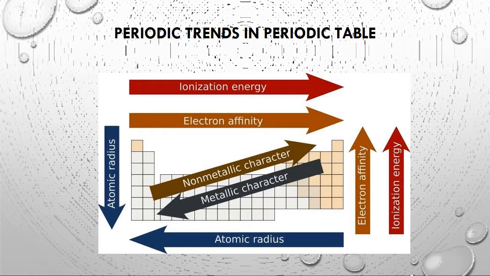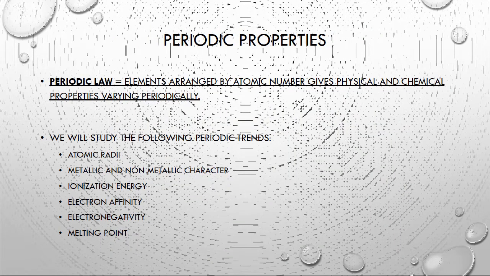These are periodic trends in periodic properties: ionization energy, electron affinity, atomic radii, electronegativity and metallic or non-metallic character. Periodic properties depend on the periodic law. Elements arranged by atomic number give physical and chemical properties varying periodically. We will study the following: atomic radii, metallic and non-metallic character, ionization energy, electron affinity, electronegativity.